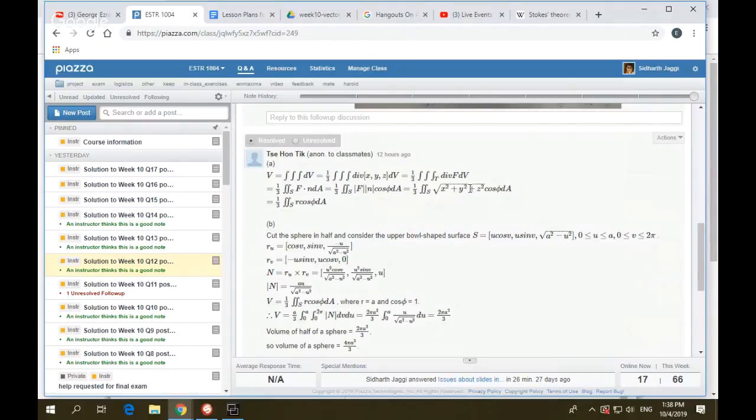Okay, and now we can just substitute. This quantity here is just r, so now we have r cosine phi dA, right? So that's this proof over here.